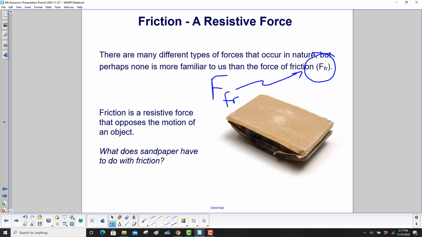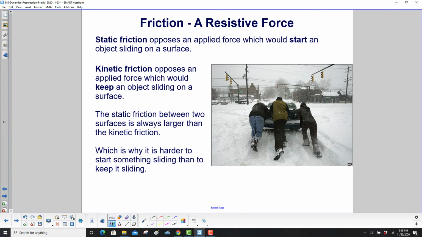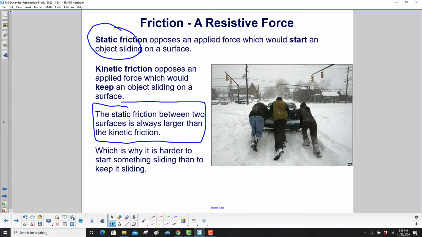What does sandpaper have to do with friction? We'll be talking about two different types of friction. One is static friction. That opposes an applied force which would start an object sliding on a surface. Kinetic friction opposes an applied force that would keep an object sliding on a surface. The static friction between two surfaces is always larger than the kinetic friction. That's why it's harder to start something sliding than to keep it sliding.